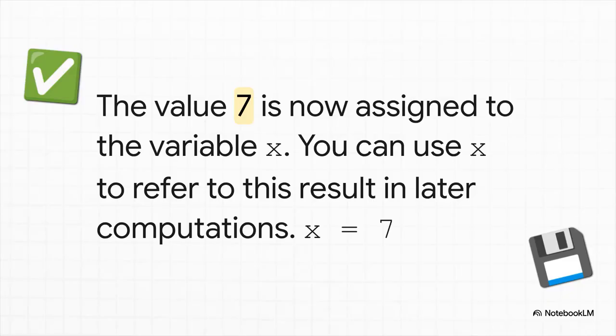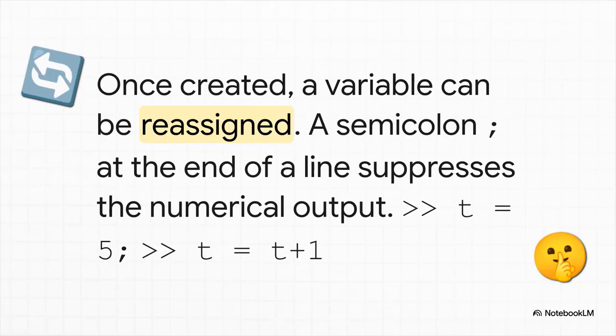Now, from this point on, anytime we use the letter x in a calculation, Matlab will know that we really mean the number 7. Now, variables aren't set in stone. You can update them all the time. So here, first we'll create a variable called t and set it equal to 5. And notice that semicolon at the end. That's a neat little trick.